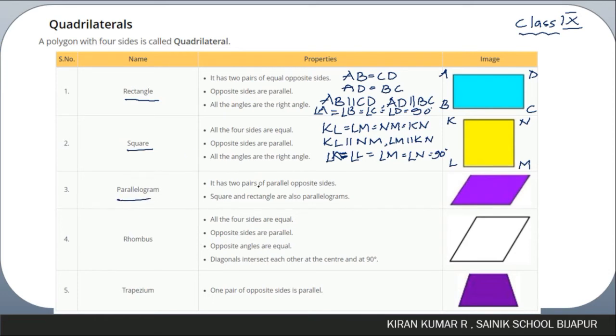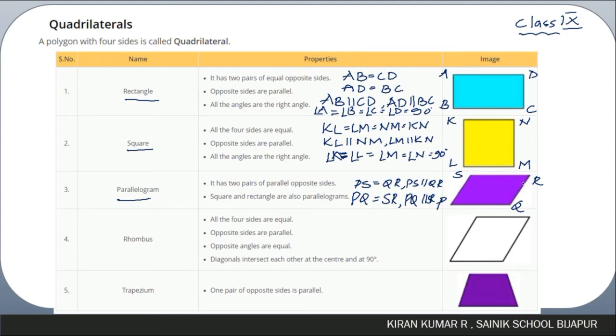Look at the next figure, parallelogram. If I name the parallelogram as PQRS, opposite sides are equal and parallel. PS will be equal to QR and PS is parallel to QR. PQ is equal to SR and PQ is parallel to SR.